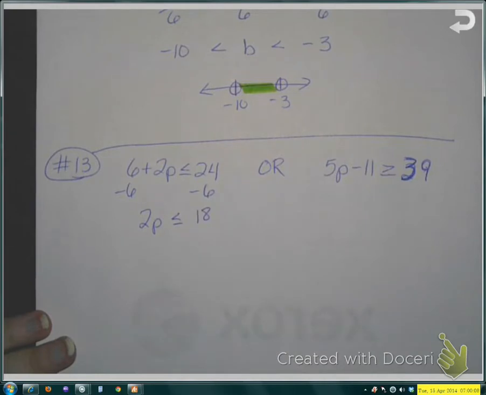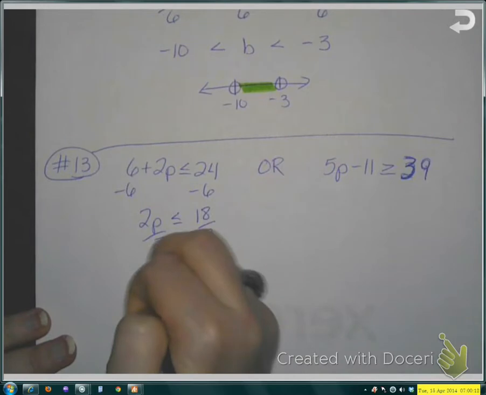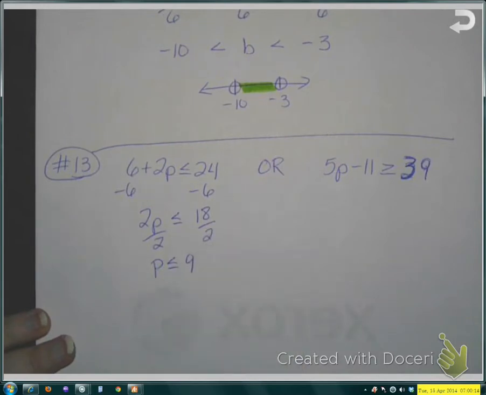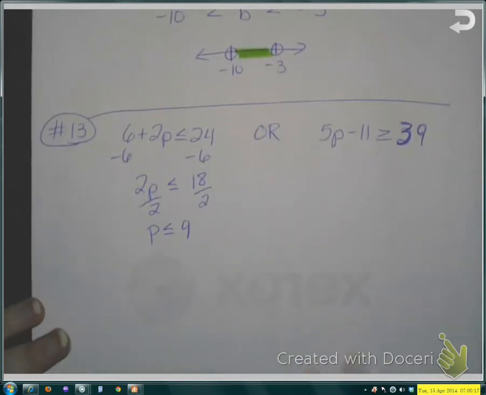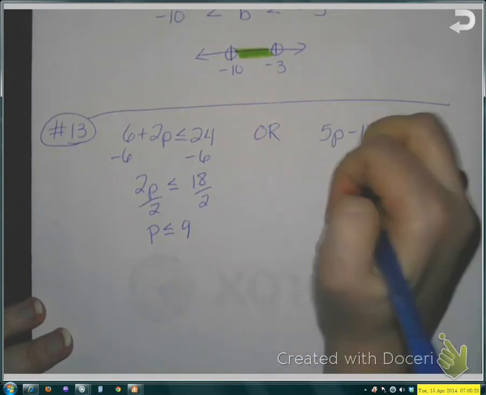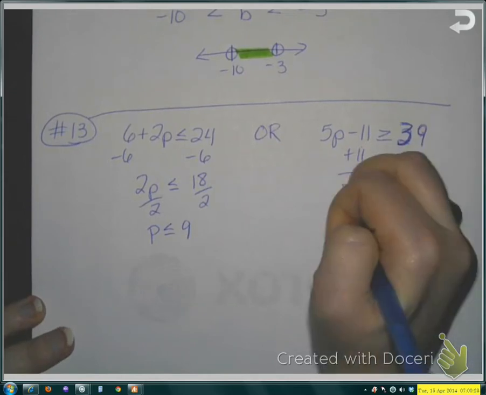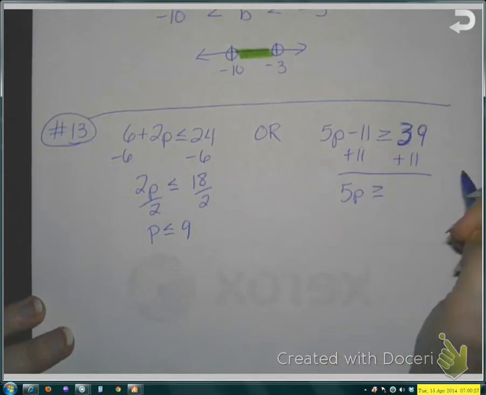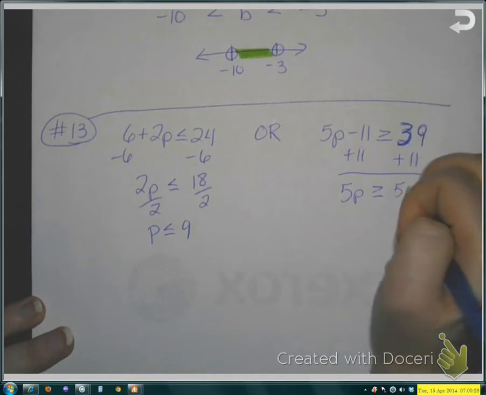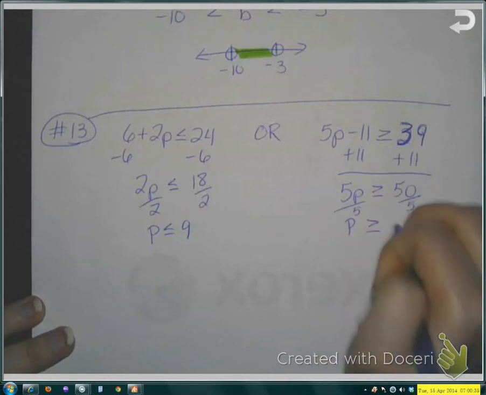Okay, now I got to get rid of the 2. So divide by 2, divide by 2. p is less than or equal to 9. That's 1/2 of my answer. Now I've got to find the other half. So I've got to deal with 11 here. Move the 11, what do? Very good. Add 11. So now I have 5p greater than or equal to, what is that going to be? That's 50. Okay? So divide by 5, divide by 5, you got it. p is greater than 10.